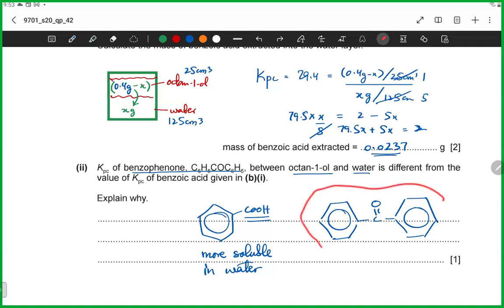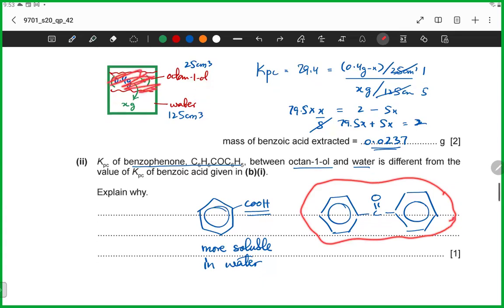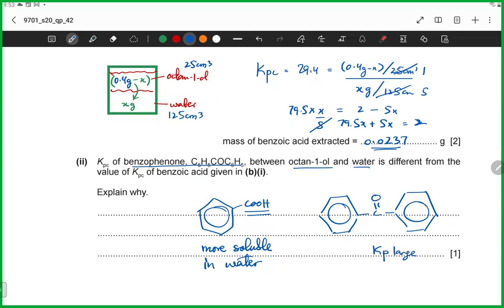This one over here is relatively more non-polar. So if it's more non-polar, it will be more soluble in the octanol layer, the top layer, right? So the numerator is going to have a bigger value and the denominator is going to have a smaller value, and the KPC is going to be a lot bigger, right? So this one is going to have a KPC which would be relatively large. And this one will have a KPC which is going to be relatively small, right?